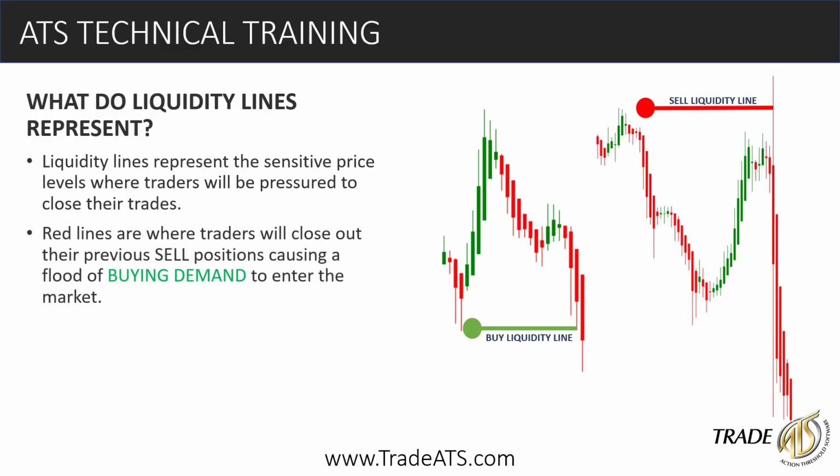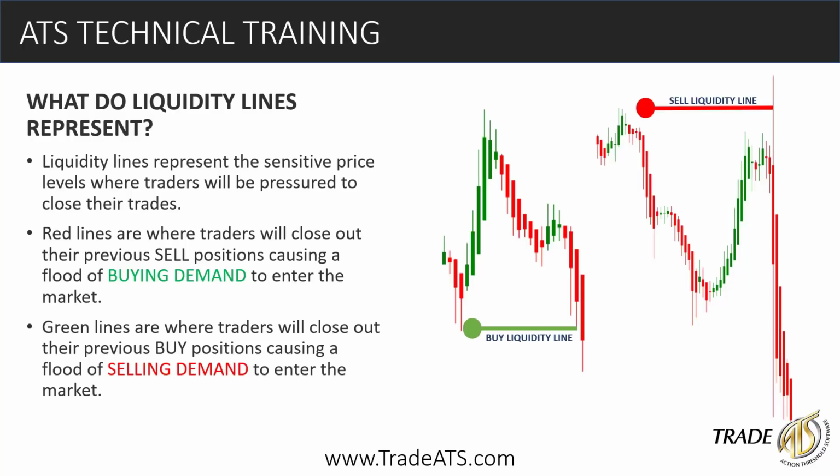Red lines are where traders will close out their previous sell positions. They previously sold the market, which will cause them to buy, so it'll cause a flood of buying demand to enter the market at that red liquidity line. Green lines are where traders will close out their previous buy positions, causing a flood of selling demand to enter the market. We're always looking to do the opposite of those traders, so when they're getting forced out of the position, we should be looking at, is this an opportunity to do the opposite? So if they're being forced to sell their position, should we be buying? If they're being forced to buy or close out their sell position, should we be selling? That's what those lines represent.